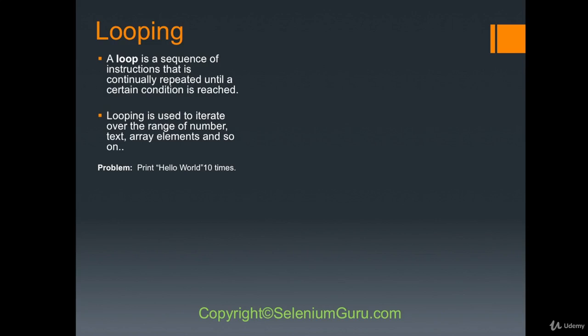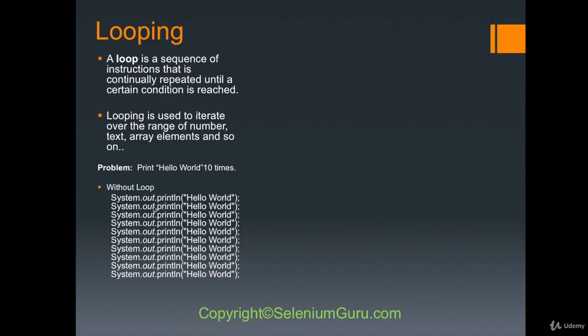For instance, let's say you want to print out hello world 10 times, right? So normally without looping, you would do it like this: System.out.println hello world, System.out.println hello world, like 10 times in here, right? So you've got 10 lines of code. So without a loop, you're going to be printing hello world 10 times. This is the easiest example of a loop. So how are you going to do that with a loop then?